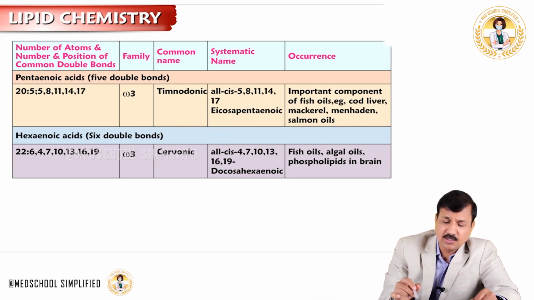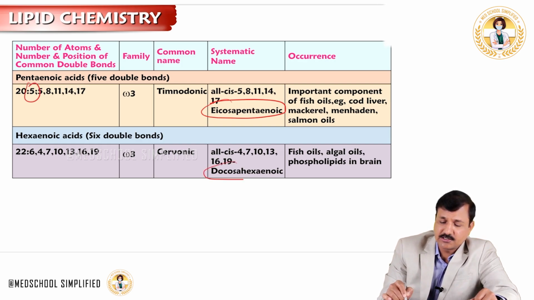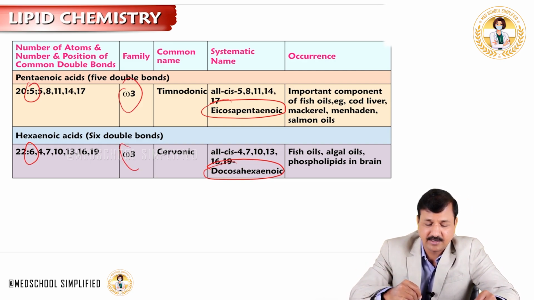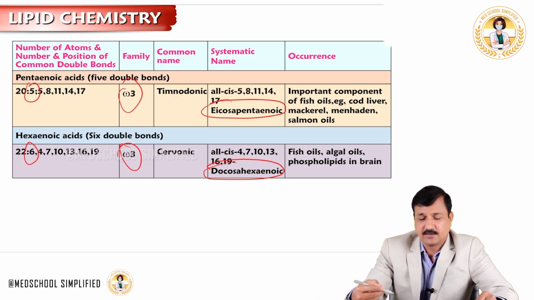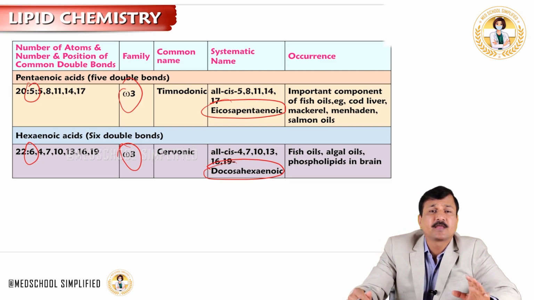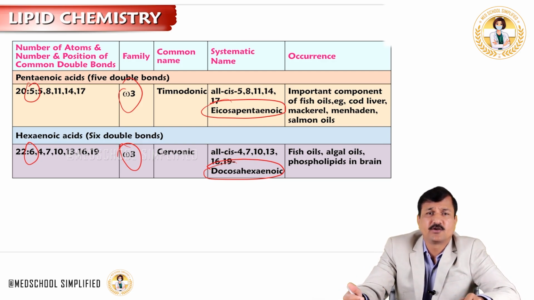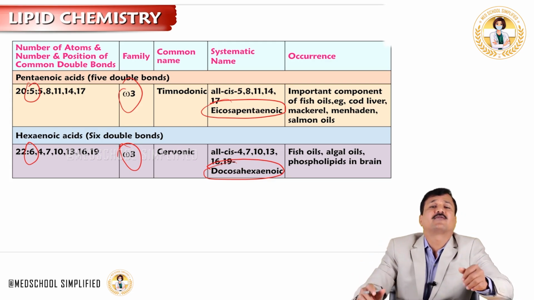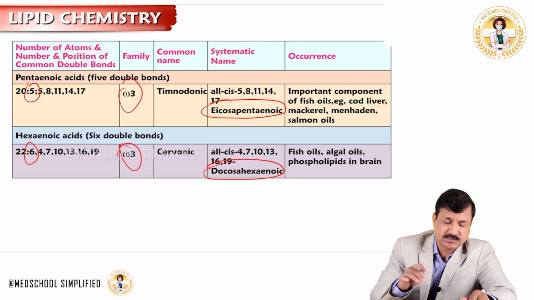Now coming to the 20 carbon fatty acid, that is eicosapentaenoic acid with 5 double bonds, and docosahexaenoic acid having 6 double bonds. So these are omega-3 family of fatty acids, and they are abundant in fish oils especially, and they are participating in protectin and maresin formation, and they are anti-inflammatory, pro-resolving molecules which will keep the inflammation under homeostasis.